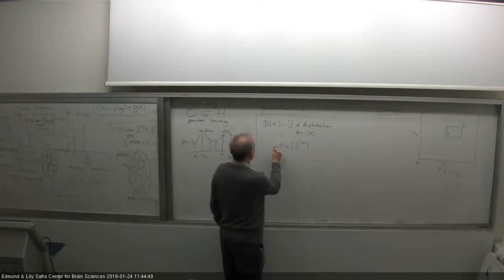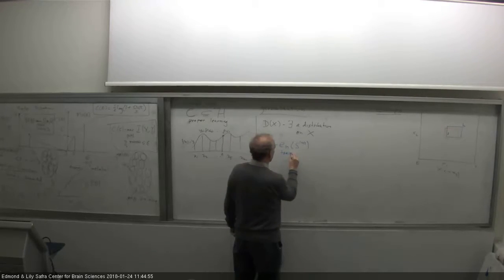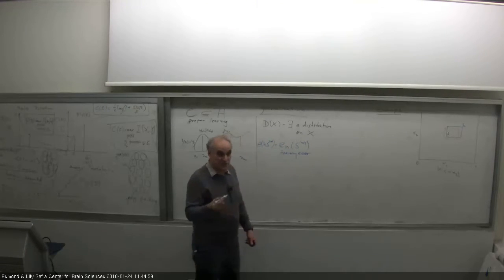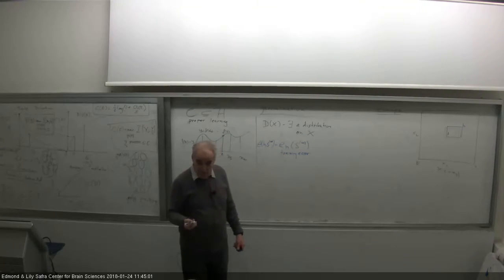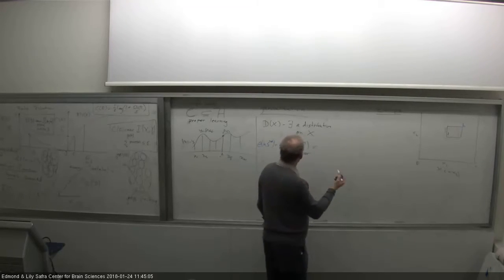There are many other notations like E of H in the sample or whatever. So this is what I call the training error, or the error on the sample. What is it? Essentially, I can write it like this. This is the probability that on the sample I make an error.